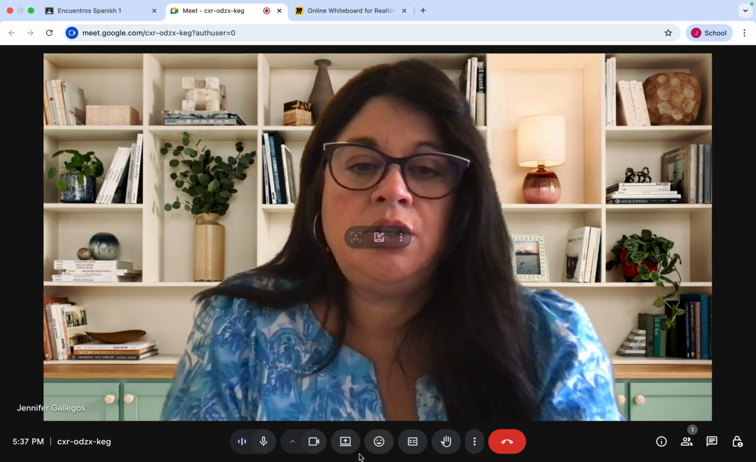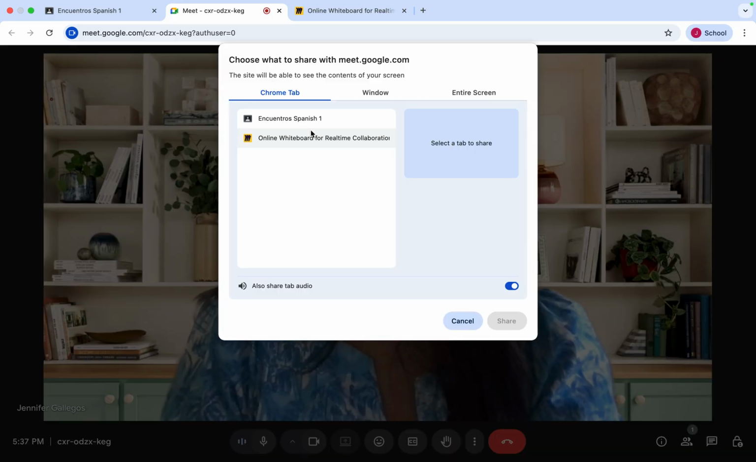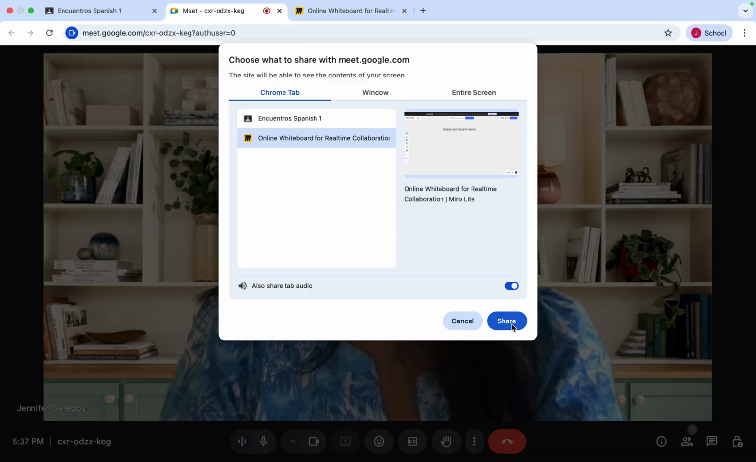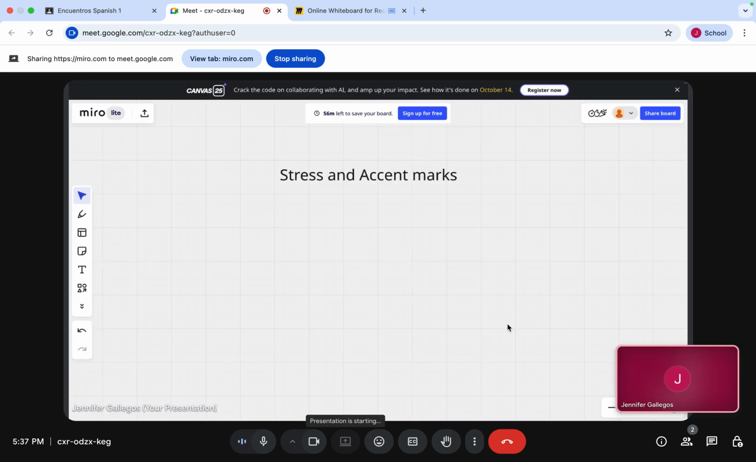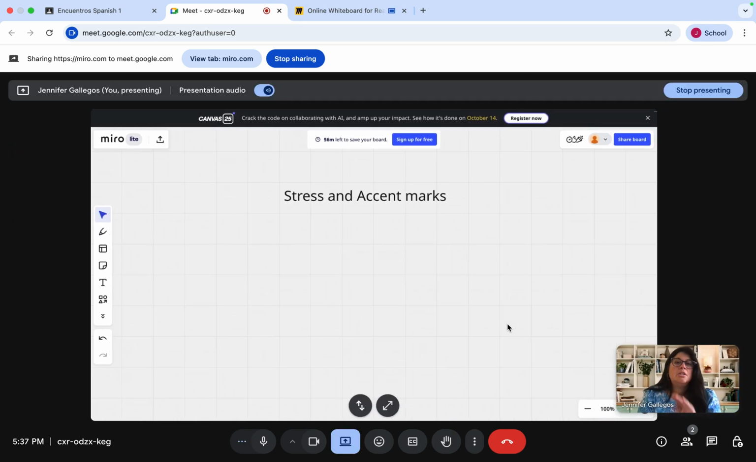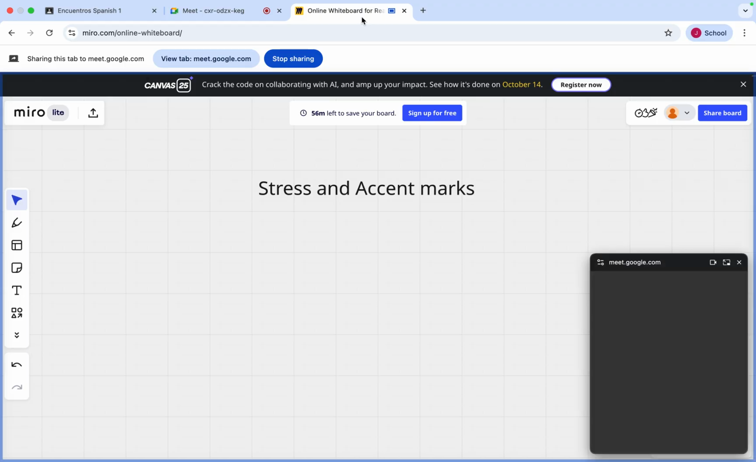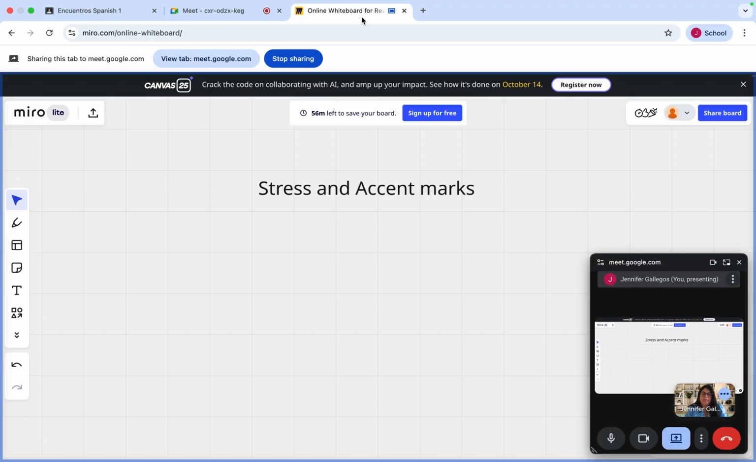So we're going to go to the board and talk about some words. Okay? So, stress and accent marks. If you remember, we were saying that an accent mark is written from right to left and we place them over vowels in some words.